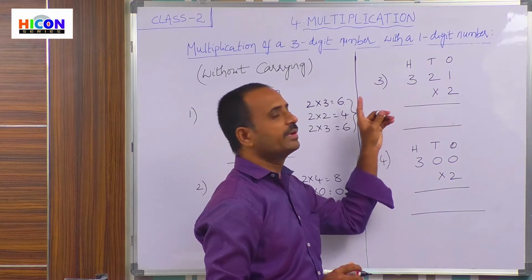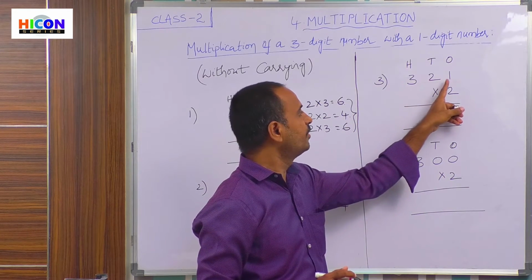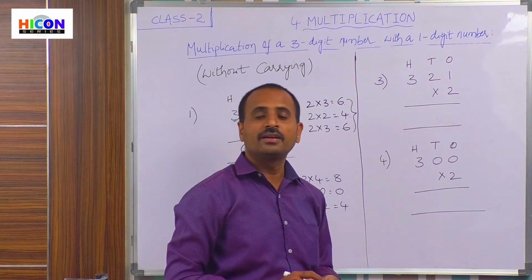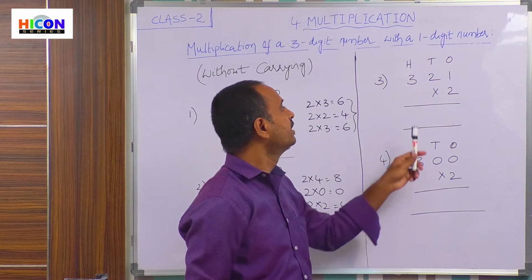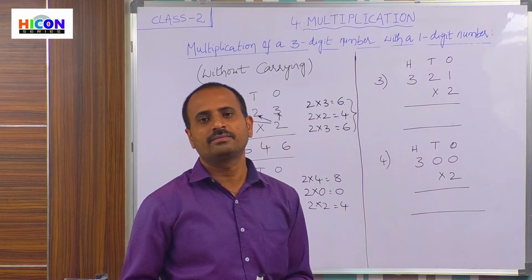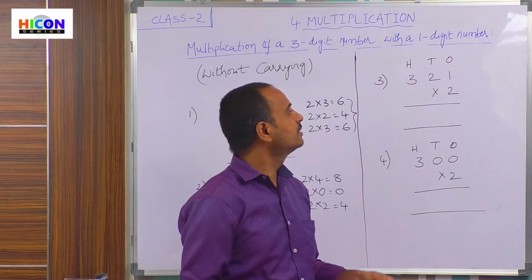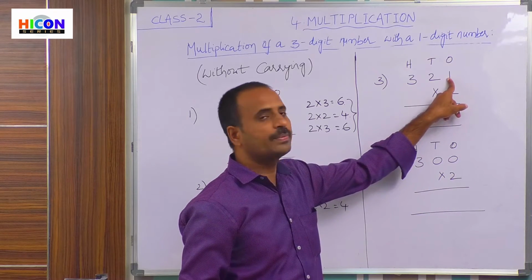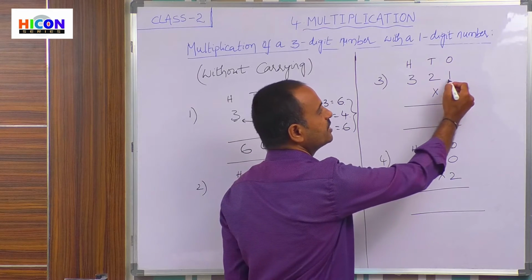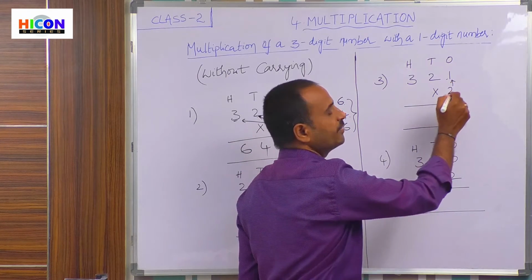See the next problem, children. What is the next problem given here? We have to multiply 321 with 2. Here 321 is a 3-digit number and 2 is a 1-digit number. So again same process. Start multiplication from ones place. What is the digit present in ones place? 1 is present in ones place. So multiply 1 with 2.